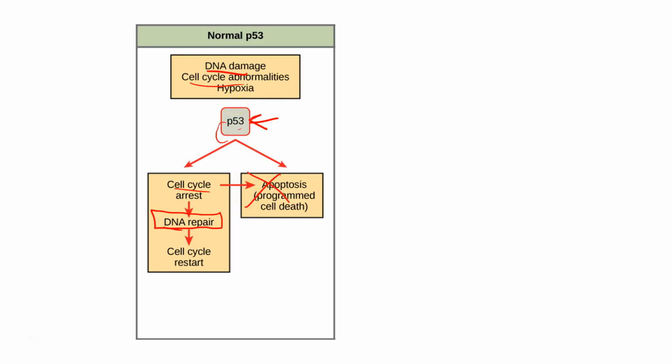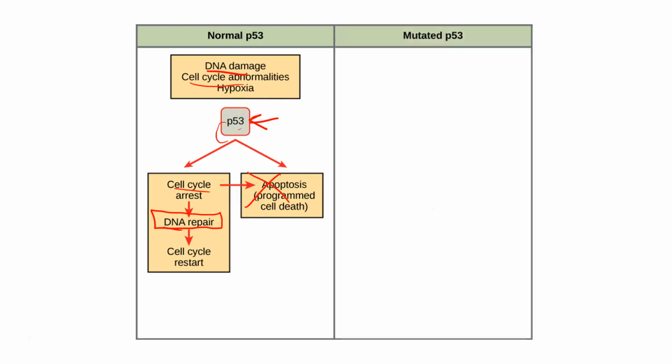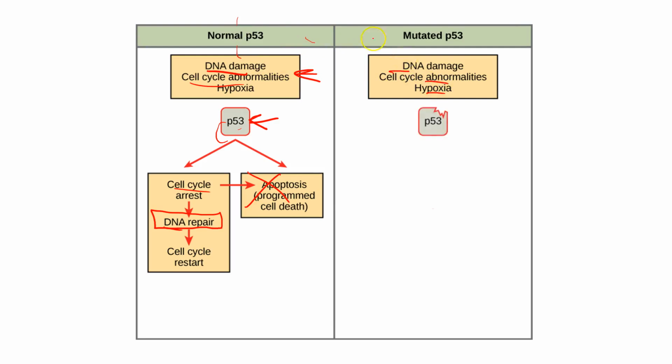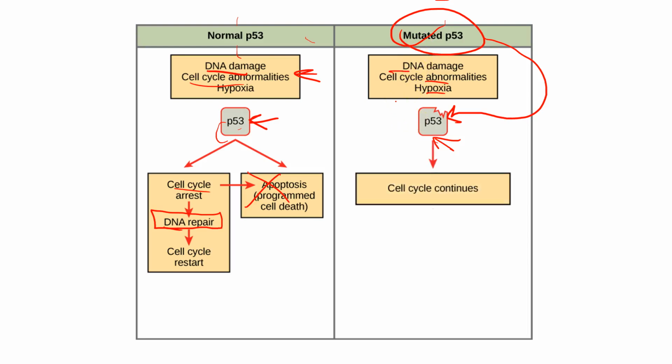Okay. Now, let's say we have a mutated p53 gene. So whatever region of DNA codes for p53 was either hit by too much sunlight, or there's some weird chemical thing, or just random chance causing that mutation. Well, then, even under the same circumstances as the normal one, whether it's DNA damage or any abnormality or hypoxia or whatnot, the mutated gene is going to code for a mutated protein.